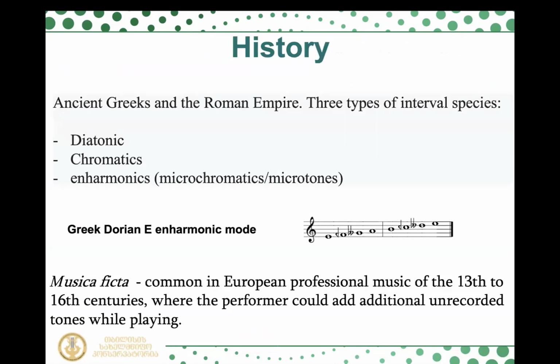As is well known, microtonality is found in traditional Asian music. It was also used in the music of the ancient Greeks and the Roman Empire, where three types of intervals were widespread: diatonic, chromatic, and enharmonic. After this period, microchromatism or microtonality was somehow forgotten. An interesting practice was the so-called musica ficta, common in European professional music of the 13th to 16th centuries, where the performer could add additional unrecorded notes while playing.